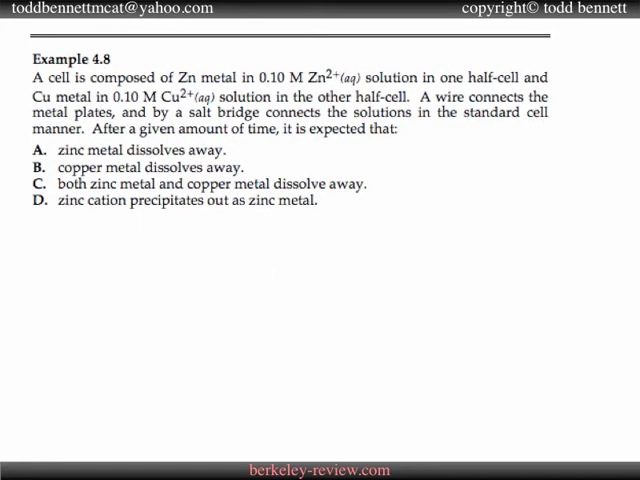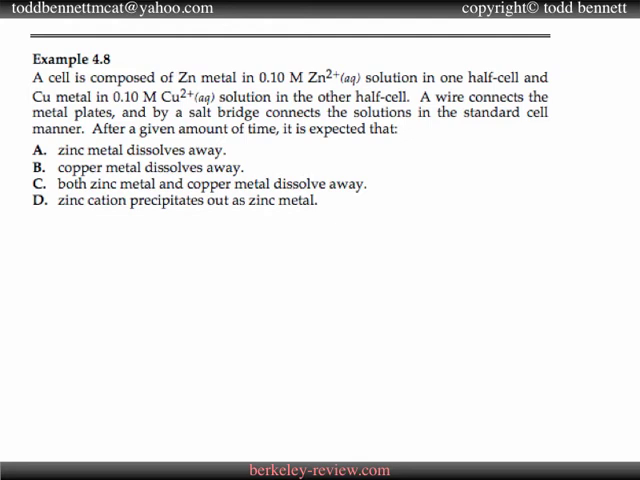So let's consider a question based on that picture we just saw, 4-6. We have the same cell, zinc metal. This time it's in a specific molarity, 0.1 molar zinc 2 plus, and then copper on the other side is copper metal and 0.1 molar copper 2 plus. So if you have your book open and you can see figure 4-6, it's the same picture. Wire connects them, plates, salt bridge connects the solution, so everything's set as normal. And they're asking what happens over time to this electrochemical cell.